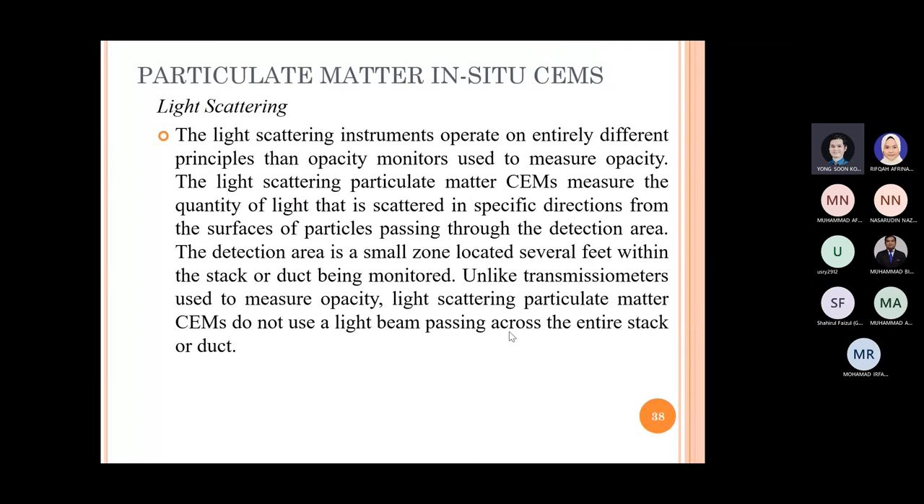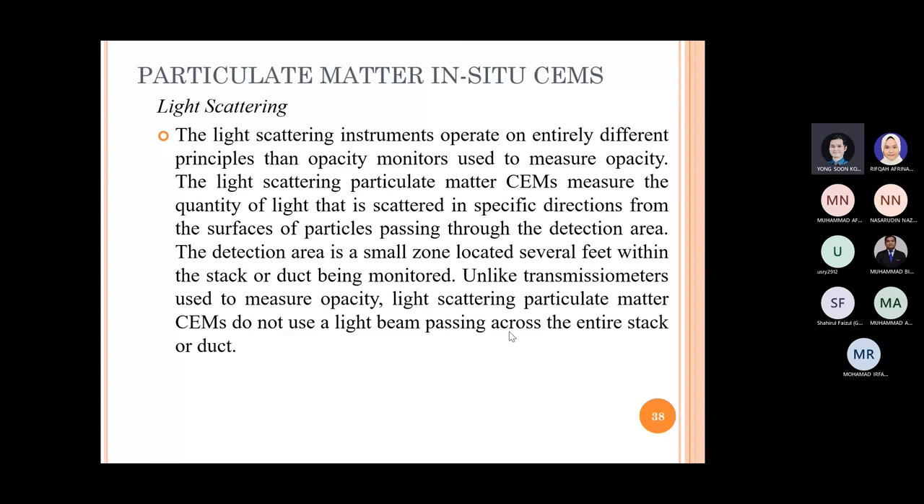This instrument works very close to the opacity method that we determined earlier, where you have a light source and a detector, and the emission gas travels through this beam. Now what happens is that instead of measuring the intensity, unlike transmission, this light scattering instrument measures the reflectance. They see how the light scatters.